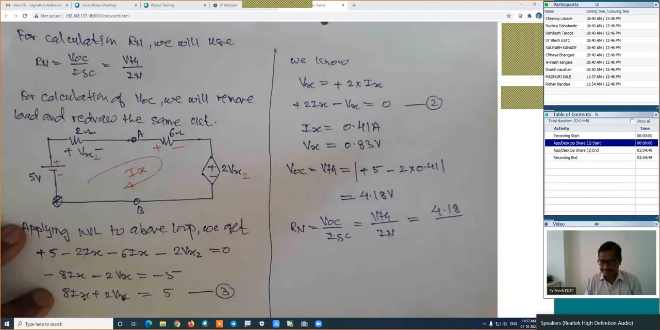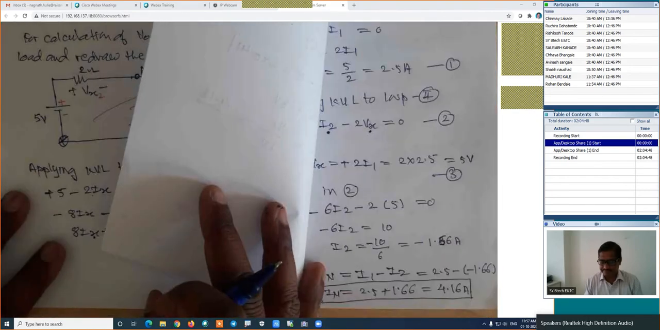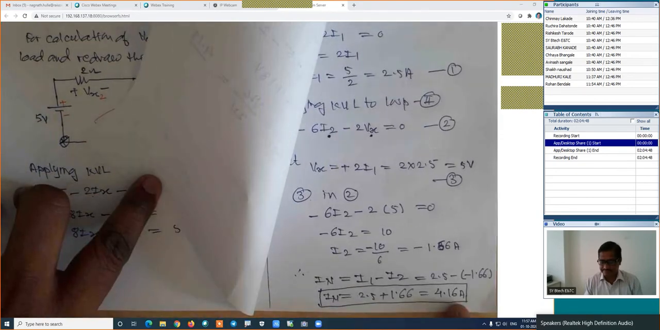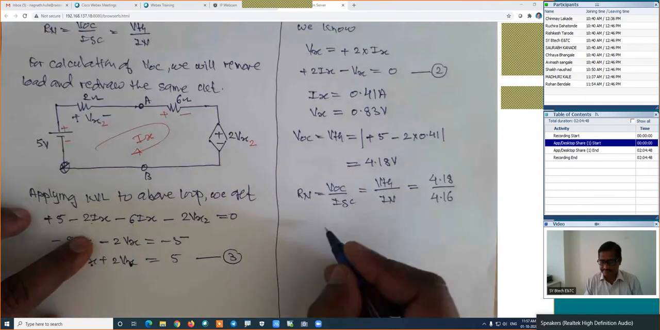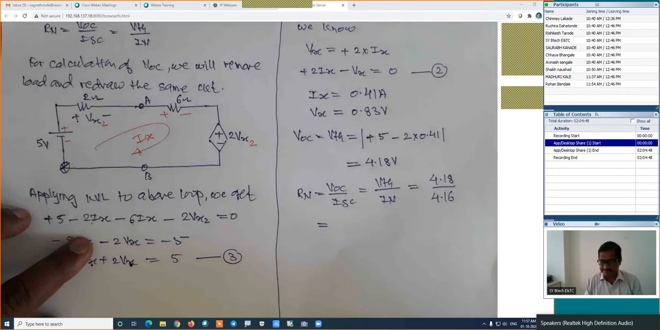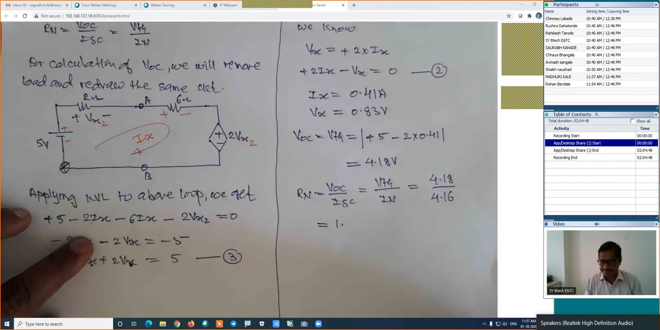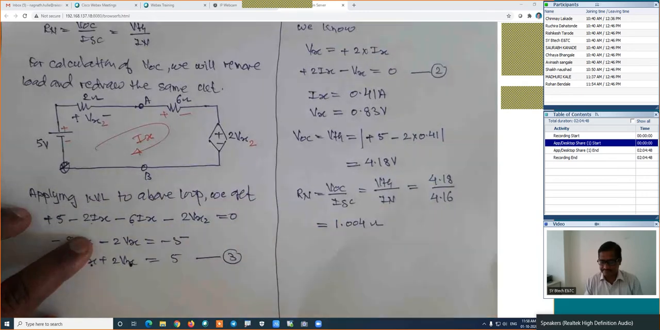How much is the current which we calculated in the last case? I guess it is 4.16. IN is 4.16 amperes. Is it right? Find its Rn. How much? 1 ohm is the value of the Rn.